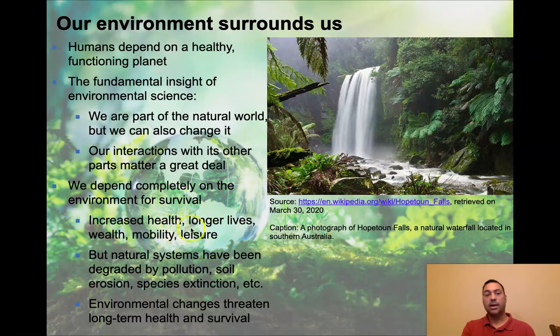We need it for increased health. We use it for longer lives, wealth, mobility, leisure, of course. But natural systems have been degraded by pollution, soil erosion, species extinction, and the list goes on and on. In fact, we're going to cover a lot of these things later on in the course. And environmental change definitely threatens the long-term health and survival of portions of these ecosystems, which could eventually affect us.